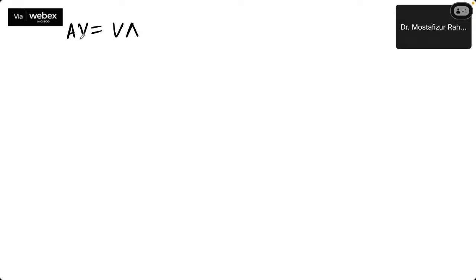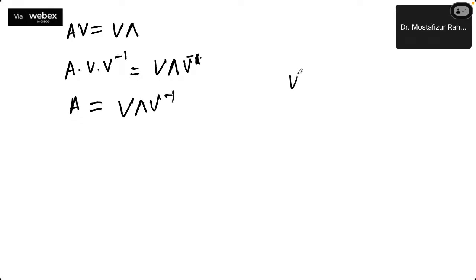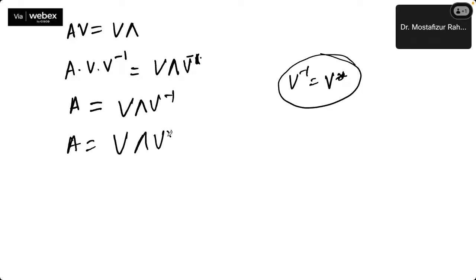Now because the columns of V are linearly independent, V is an invertible matrix. So I can post multiply the AV equation with V inverse, and that is equal to V lambda V inverse, right? In that particular case, this is the identity matrix, and A will be equal to V lambda V inverse, right? And V inverse equals V star for unitary matrices. So that's why you can also write it as V lambda V star. So this is a simple proof of the eigenvalue decomposition.